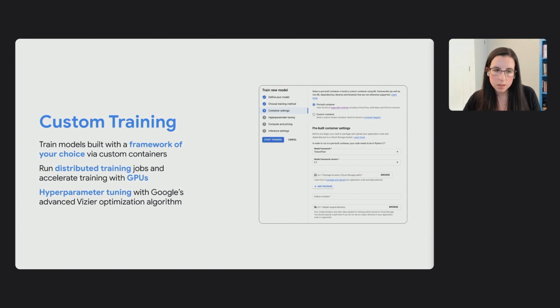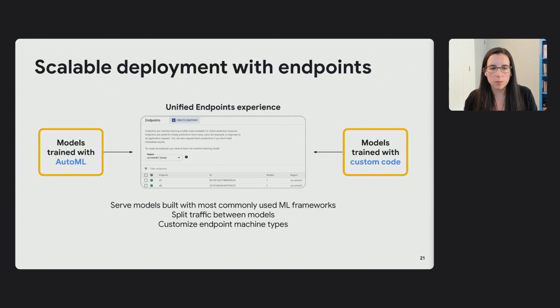I showed you how to do custom training. So you can train models with a framework of your choice using custom containers, or you can use one of our pre-built containers. You can run distributed training jobs and accelerate your training via GPUs. And you can also make use of hyperparameter tuning, which I talked about a little bit.